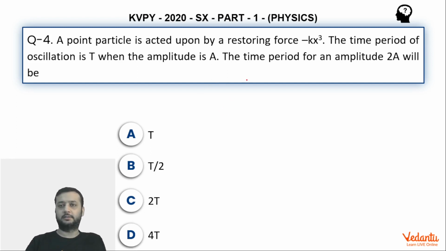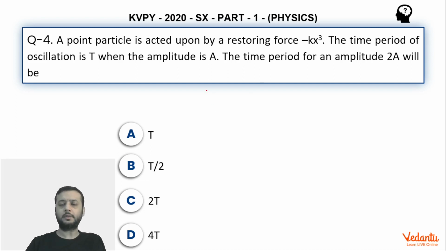Basically, this is a particle which is performing oscillations in the presence of a restoring force minus kx cube, where x is the x coordinate of the particle and k is some constant. The time period of the oscillation is capital T and the amplitude is A. We have to find what the time period will be when the amplitude is made twice. Okay, so this is what we have to calculate.